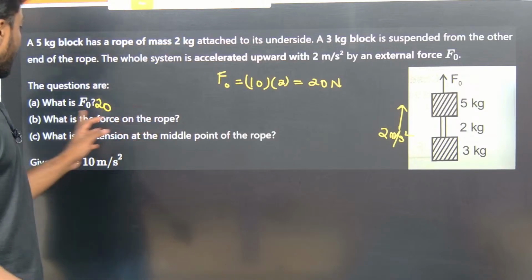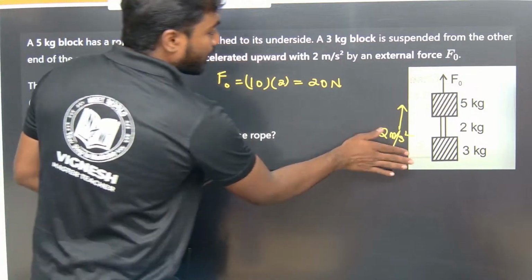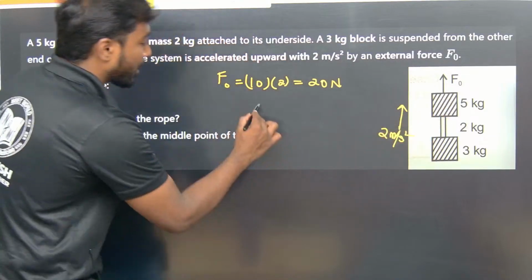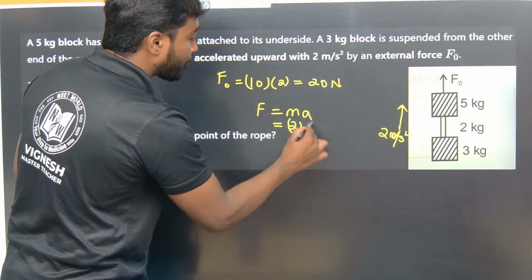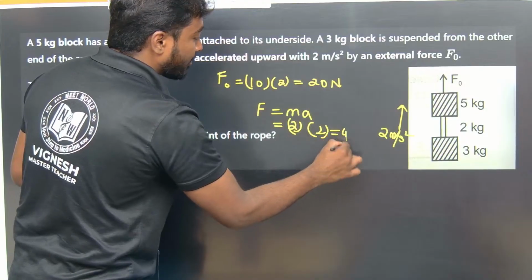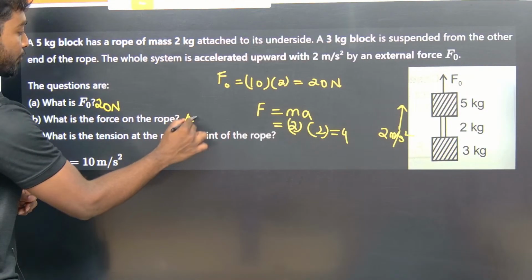For the second one, what is the force on the rope they are asking? Only the force on the rope. So, F is equal to mass into acceleration. What is the mass of the rope? 2. What is the acceleration? 2. So, the answer is 4 Newton. This is 20 Newton and this is 4 Newton.